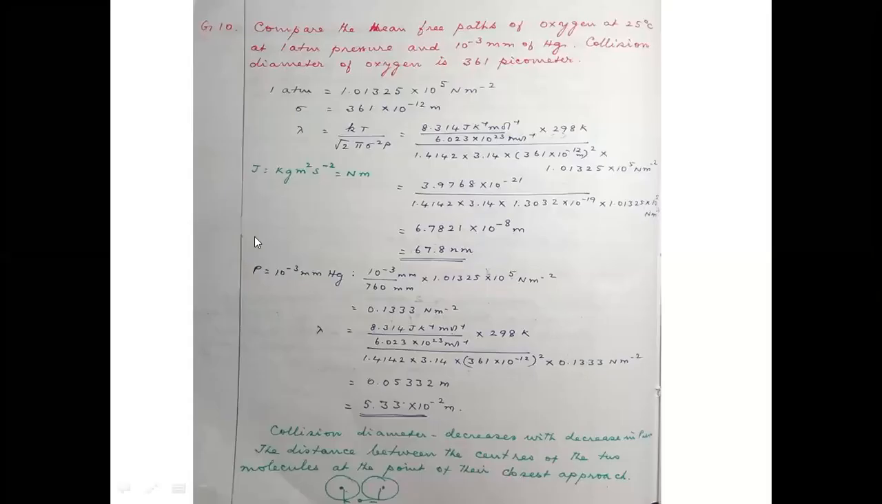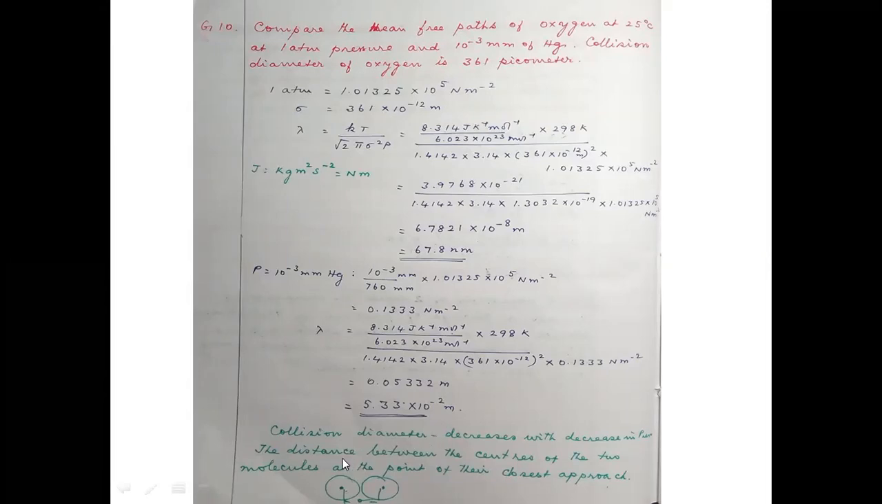Compare the mean free paths of oxygen at 25 degrees centigrade at 1 atmosphere pressure and at the same temperature but at 10 power minus 3 millimeter of mercury pressure. It is given that the collision diameter of oxygen is 361 picometer. Look here, there are so many unit conversions, and before that you should understand what collision diameter is.